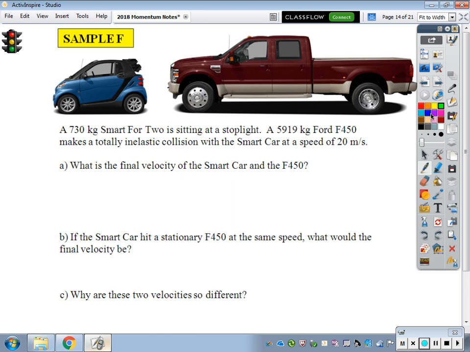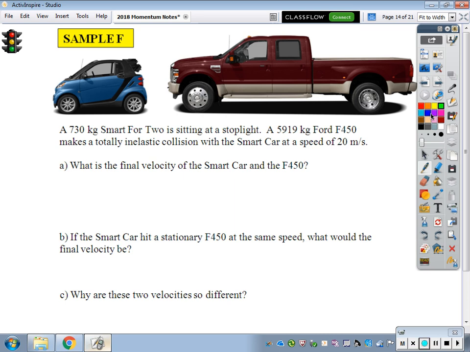A 730 kilogram Smart 4.2 is sitting at a stoplight. A 5,919 kilogram Ford F450 makes a total inelastic collision with the Smart car at a speed of 20 meters per second. Clearly, we've chosen two vehicles on opposite ends of the mass spectrum, just so we can see the net effect of all of this. Now, we are told that this is a total inelastic collision.